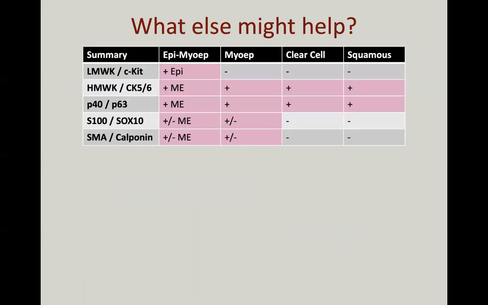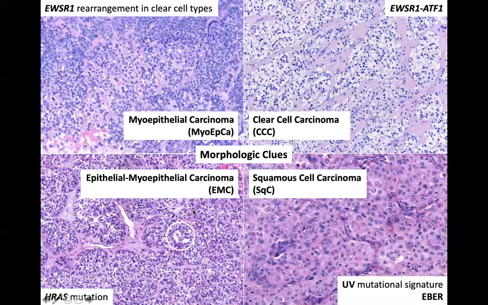Okay, so as you can see, the immunoprofile of these tumors is quite overlapping, especially in these two rows here. So what else is potentially going to help us? So let's talk about the genetics. Myoepithelial carcinoma tends to have EWSR1 rearrangement, especially in those with clear cell morphology. That looks kind of like the clear cell carcinoma, which has EWSR1-ATF1 gene rearrangement very specifically. Epimyoeps have recently been shown to have HRAS mutations, so kind of interesting.